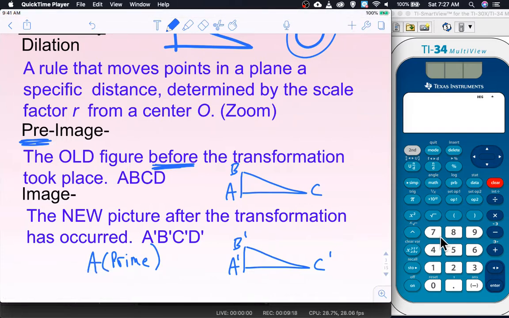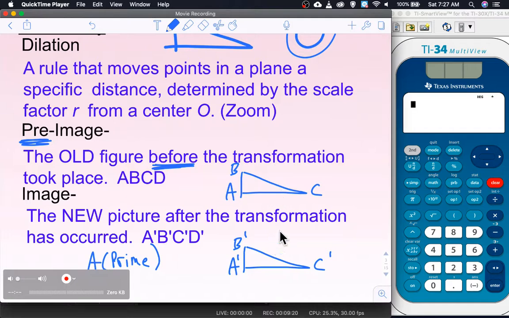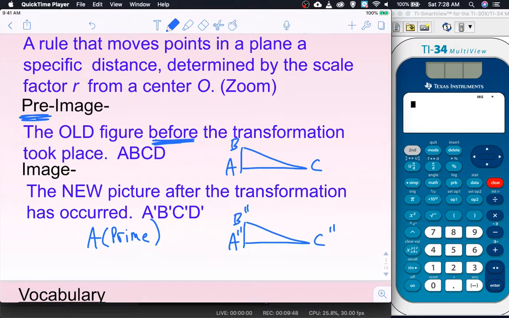That's how it's pronounced. Okay, so it's easy to tell which of these would come first. The one without the primes is the original. And these little prime marks tell you how many transformations took place. If I did another transformation, I could have a second one. So it'd be like A double prime, B double prime, C double prime. So that would be a second transformation. Okay, and if this seems a little weird right now, it's okay. We'll make sense of it all over the next bunch of lessons.